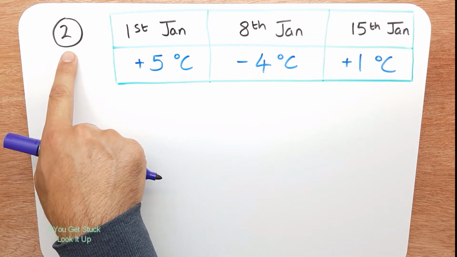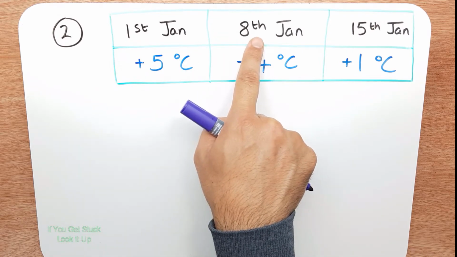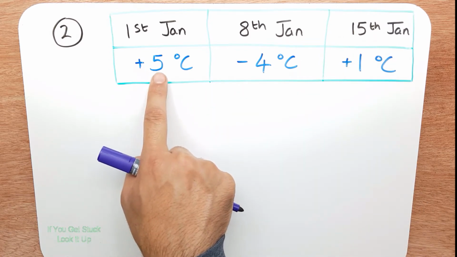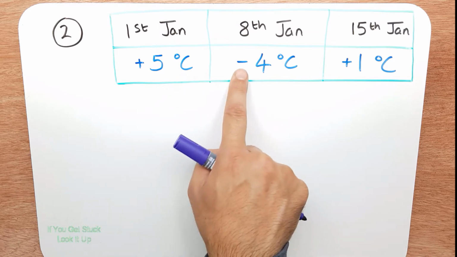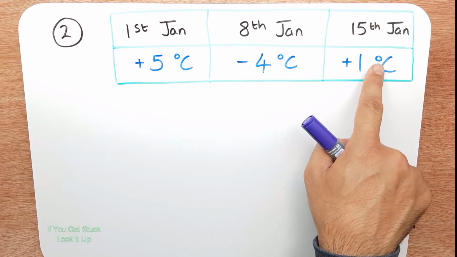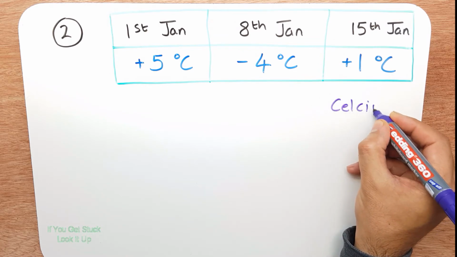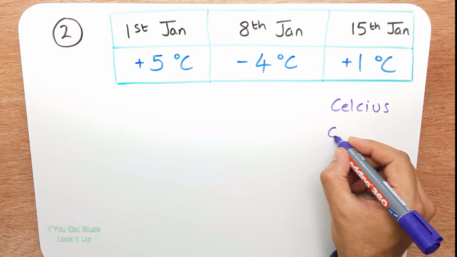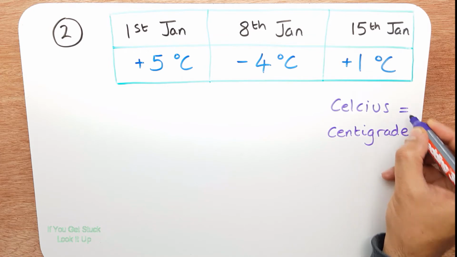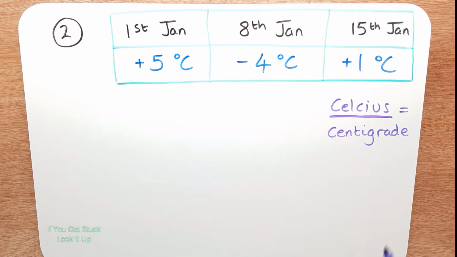In question 2, we're given 3 dates, the 1st of January, the 8th of January, and the 15th of January, and the temperatures. So we've got a positive 5 degrees Celsius, negative 4 degrees Celsius, and a positive 1 degrees Celsius. Celsius and centigrade are both the same, but we use this word Celsius.